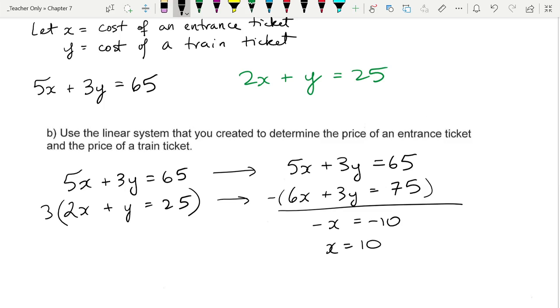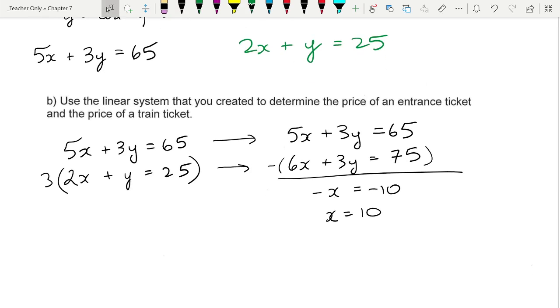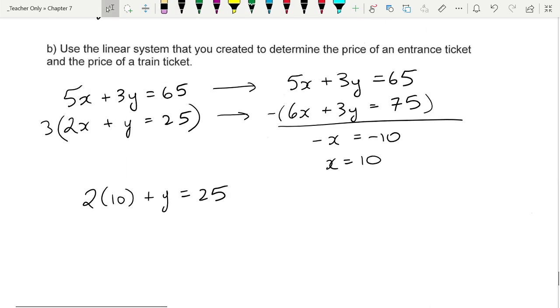This is the easier looking equation, so I'll plug things into that one. If x is 10, that's my equation now. So 20 plus y is equal to 25. Subtract 20 from both sides, and there we go.